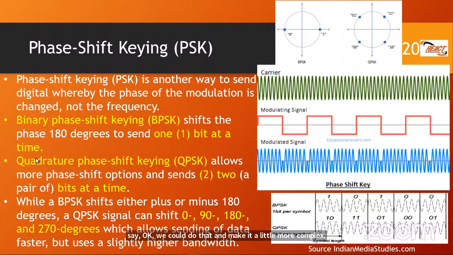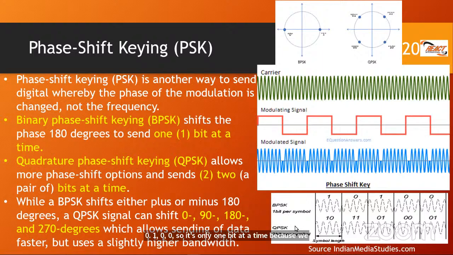This QPSK allows more phase shift operation options and sends a pair of bits at a time, so 2 bits at a time. Remember, with BPSK you can only send 1 bit at a time, and QPSK can send 2 bits at a time, or a pair of bits. We have a little diagram showing you here. This is BPSK. We are only sending 1 bit per symbol: 1, 0, 1, 0, 0. It's only 1 bit at a time because we are using binary phase shift keying, BPSK.